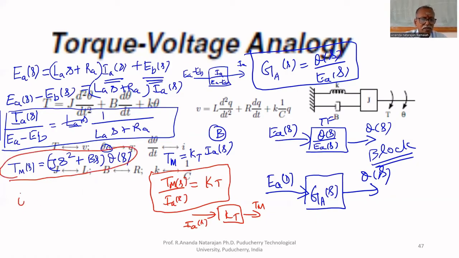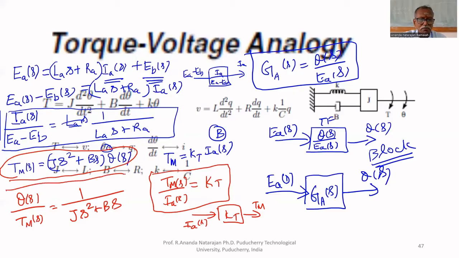Output is theta of S. Input is TM of S. That is equal to 1 upon J S square plus B S. This is another block. This block can be represented like this. Theta of S upon TM of S. Input is TM of S. Output is theta of S.